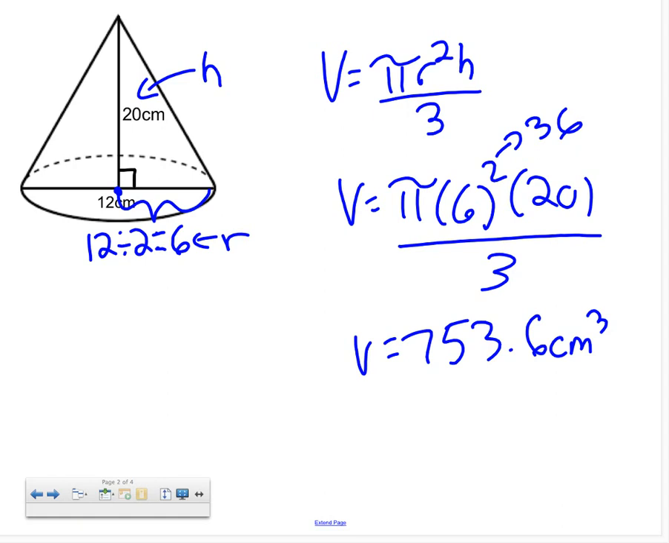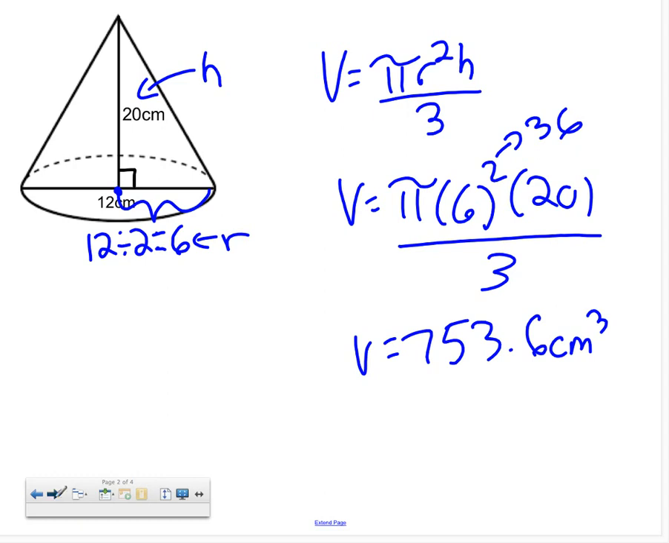Again, if you don't believe me, you can go ahead and try it on your own. Do 36 times 20, then divide by 3, then times pi, then do 36 times pi divided by 3, then times 20. So go in as many orders as you want. As long as you do 6 squared first, you will always come out with the same answer. Okay, so order does not matter as long as the squared gets done first. So again, very similar to a cylinder, my bad, in that it's just plug and chug. Okay? And the formula is not too drastically different either.